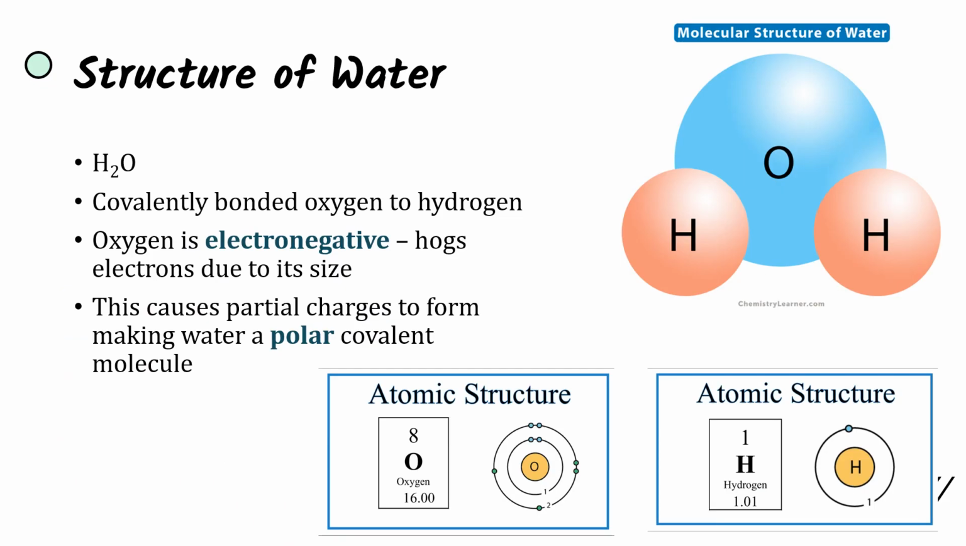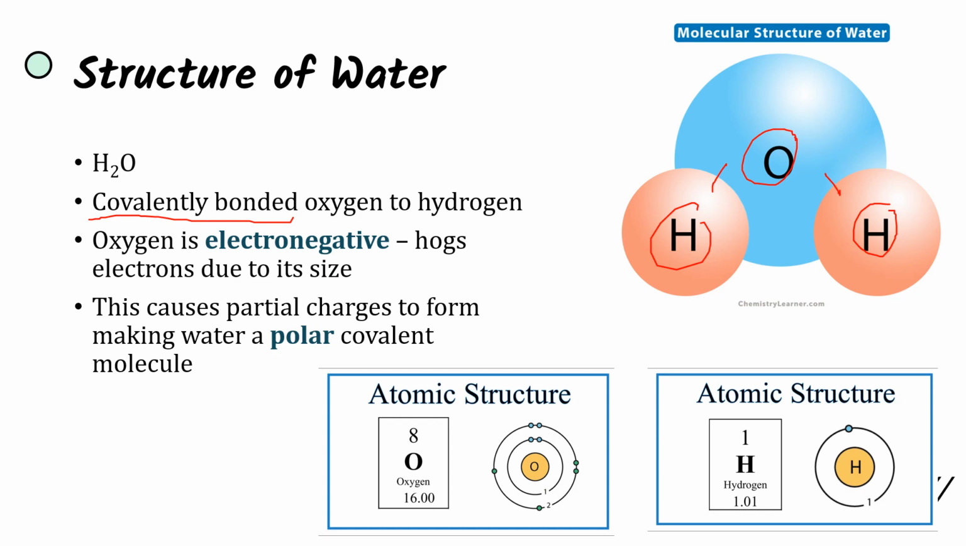Let's talk about the structure of water. As I'm sure you know, the chemical formula for water is H2O, which means we've got one oxygen atom and two hydrogen atoms. And these are covalently bonded to each other. Now what that means is these atoms are sharing electrons with each other.